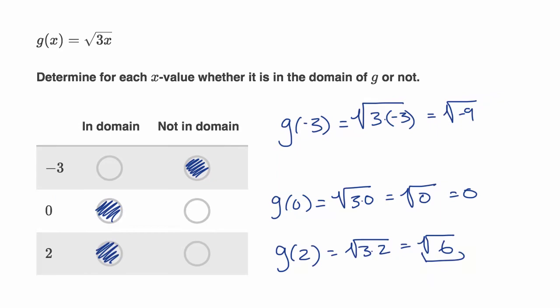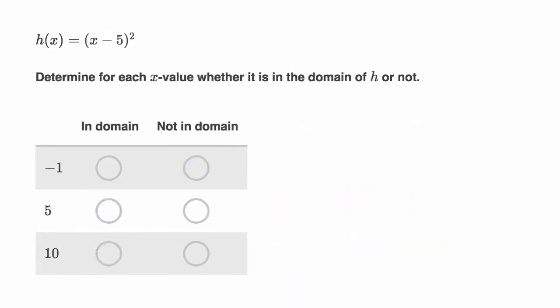Let's do one last example. So we're told this is h of x right over here. And once again, we have to figure out whether these x values are in the domain or not. Pause this video and see if you can work through that. All right, well, let's just first think about h of -1. What's that going to be equal to?